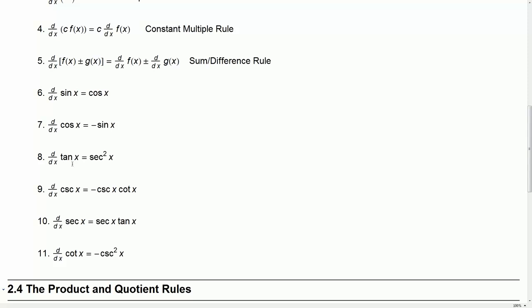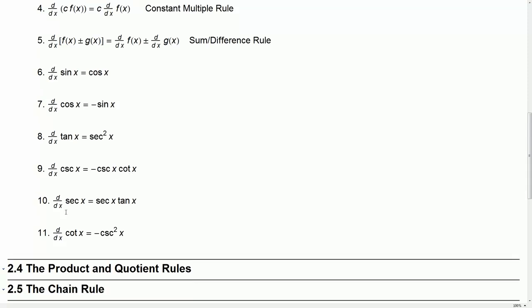The derivative of tangent x is secant squared x. The derivative of cosecant x is negative cosecant x cotangent x. The derivative of secant x is secant x tangent x. And the derivative of cotangent x is negative cosecant squared x. I'm going to prove all of these to you later on. We're just not quite ready for it right now.